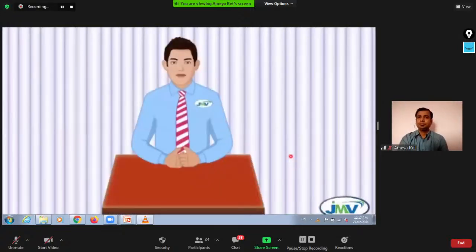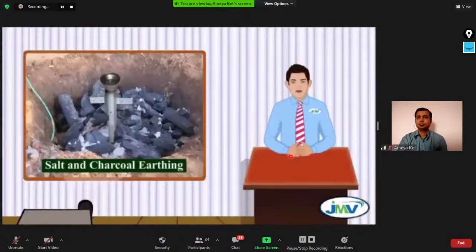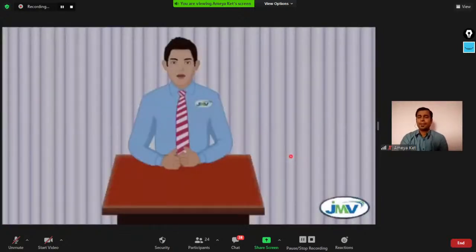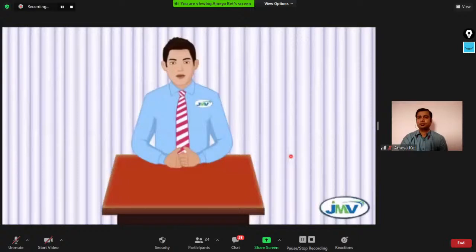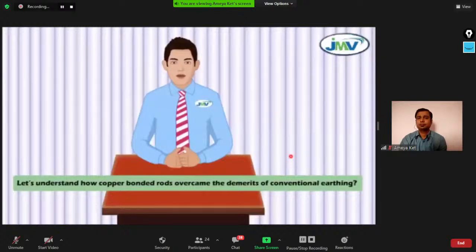Today, due to lack of information and awareness, we mostly use conventional earthing of salt and charcoal solution, which has its own demerits. However, with time, we have more advanced and globally accepted earthing system available in the market known as copper bonded rods, which has overcome the demerits of conventional earthing. Let's understand how copper bonded rods overcame the demerits of conventional earthing.